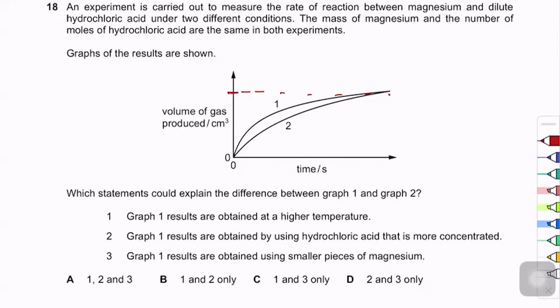Gas wouldn't matter, because there's no gas in the reactants, so increasing or decreasing pressure would not affect it. All right. Based on this, I can clearly see that this might be right and this might be right. 1 and 3 only. So my answer is C. 2 is not the answer because 2 would change the volume that's produced.